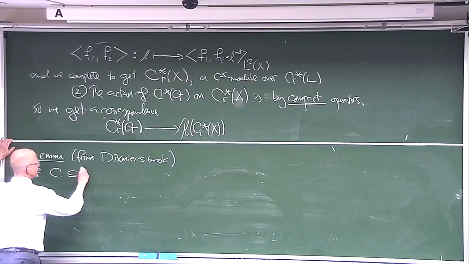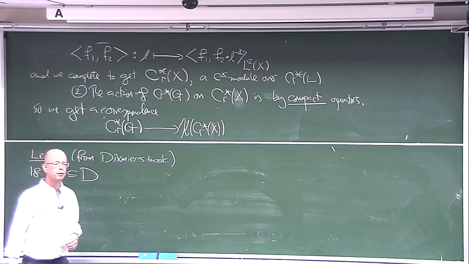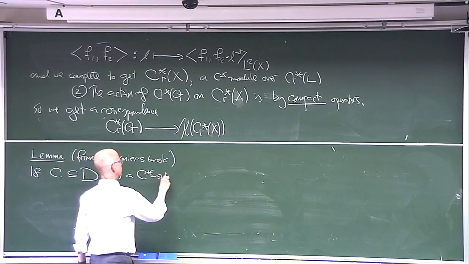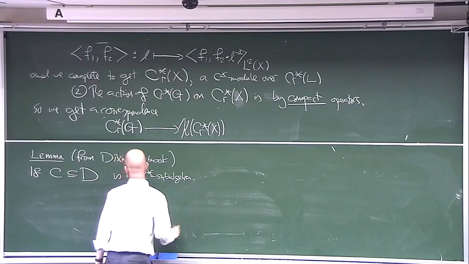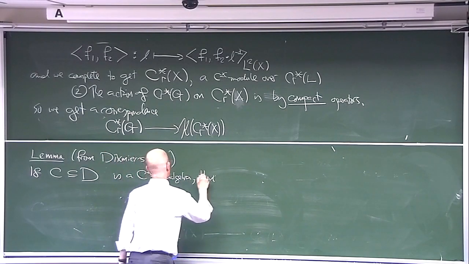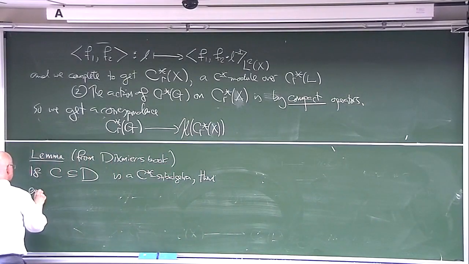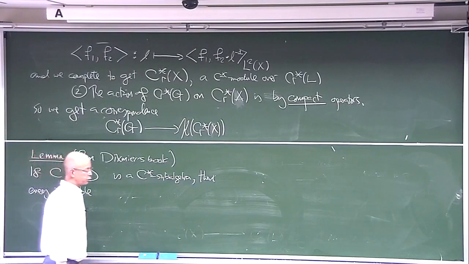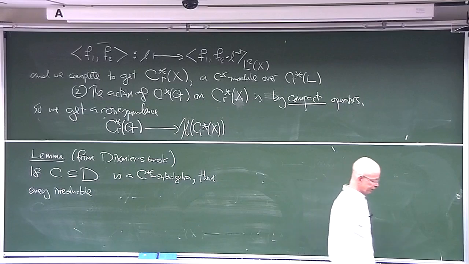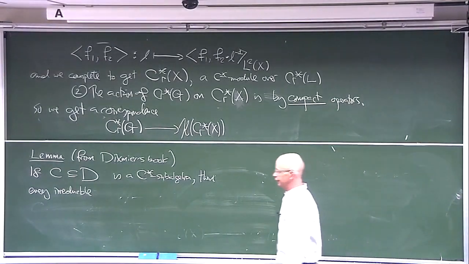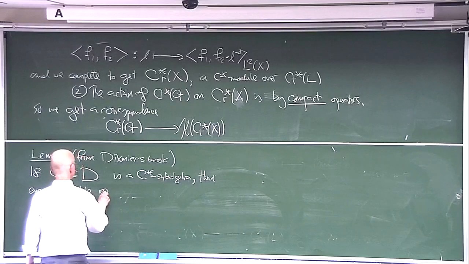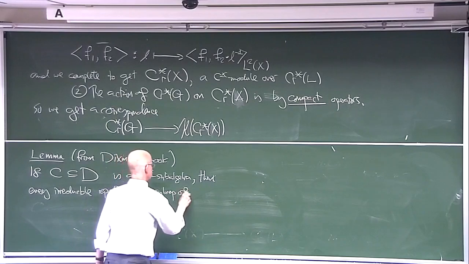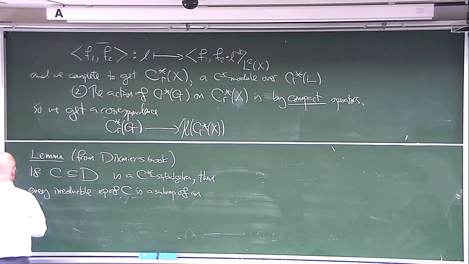Suppose I have two C-star algebras. Let me call them C and D. And suppose one is a subalgebra of the other. It tells us where to look to find the irreducible representations of C. Every irreducible representation of C is a sub-representation of an irreducible representation of D.